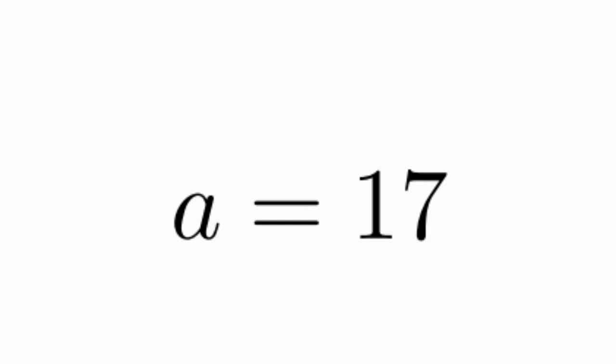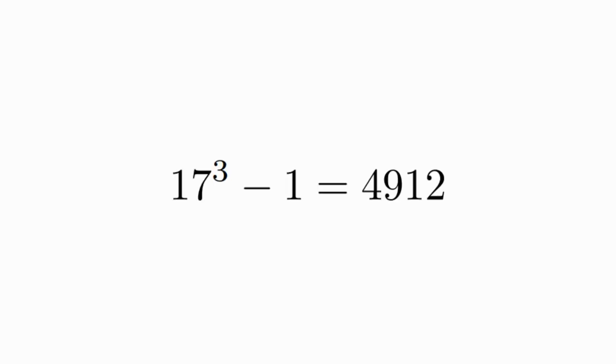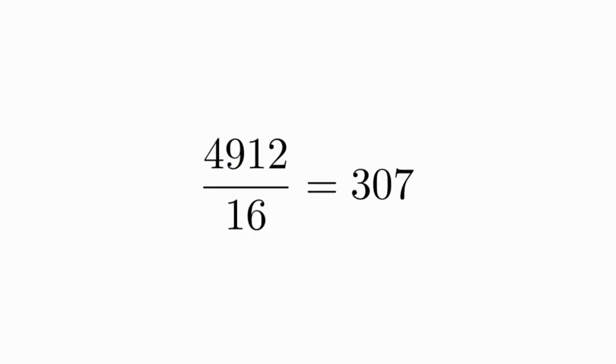But if you want to show that it's correct, you do the good old 17 cubed minus 1, which is 4912, and then you divide it by 16 to find p, since remember that's what the question was asking for, which is 307. So we now technically have to verify that 307 is prime, and indeed it is.